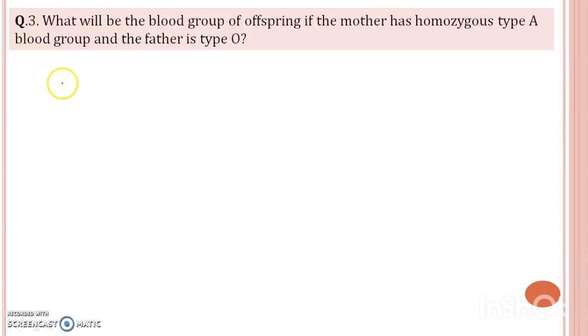Okay, so let's see the next question, which is: what will be the blood group of the offspring if the mother is homozygous type A blood group and the father is type O? Okay, so it is a very simple question. Here the mother's blood group is given as homozygous A. Homozygous A means both the alleles are same. That means IAIA. And the blood group of the father is O, and we know O is also homozygous, and it will be represented as ii, small i, small i.